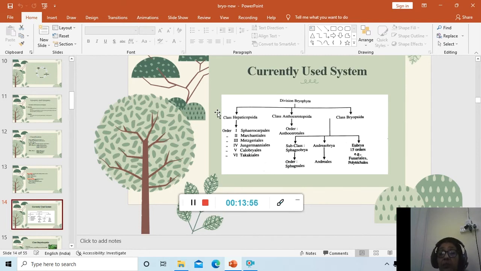Sphagnobrya, the most important one is Sphagnales. Antriobrya, Antriales, and Eubrya, you have to study Funariales and Polytrichales. Polytrichum and Funaria. Okay.